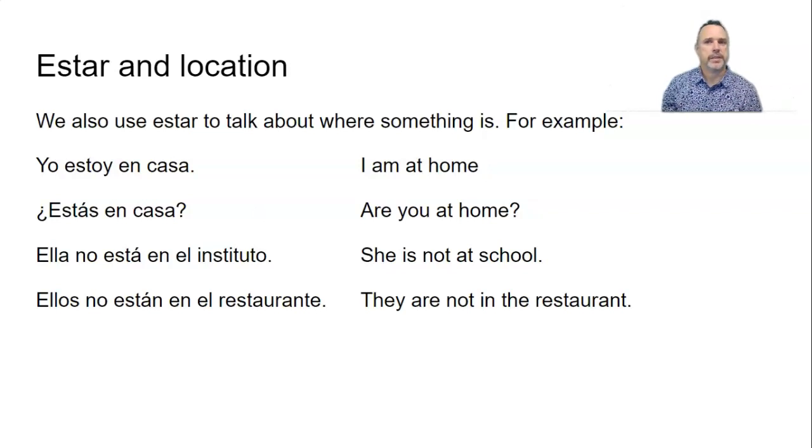And I think that there's nothing tricky there. This is a pretty simple structure. It is what it looks like. Yo estoy en casa. I am at home. Estás en casa. Are you at home? Okay. So I don't think that's particularly tricky. Nothing super hard there. Just a matter of remembering which one goes with which. Remembering that estoy is for yo and estás is for tú.